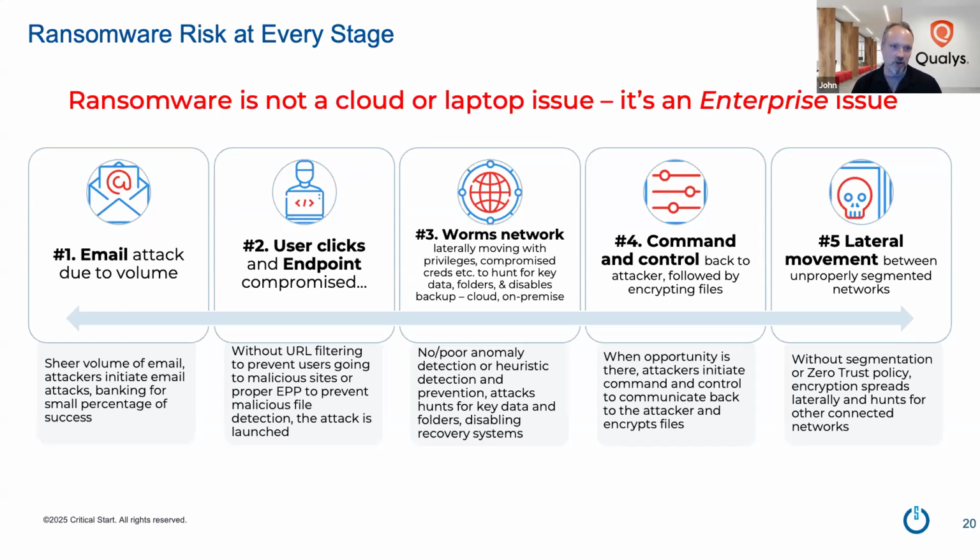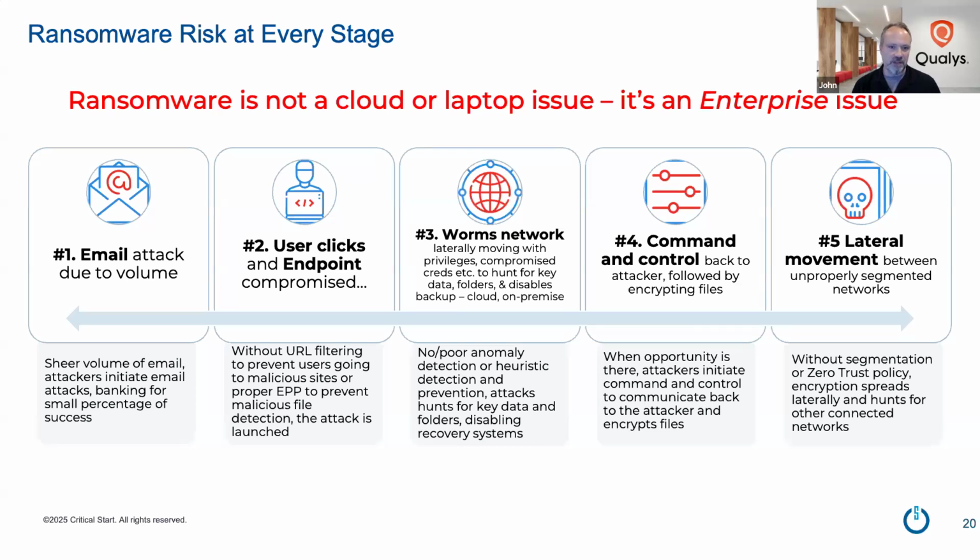Now, just like all these worms do, they start to proliferate through the network. They're laterally moving with privileges. They're compromising credentials, etc. They're hunting for key data, folders, and stable backups. And this is what you mentioned before, where they're probably not encrypting right away. They're getting the lay of the land, getting their fingers into everything so that they know where they can start to execute the most control. Number four here is that command and control. So it's command and control back to the attacker, followed by the encrypting files. And this is where people start to notice things are going bad.